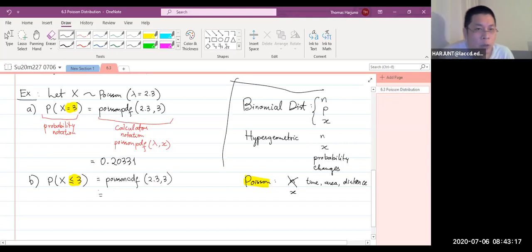Now use your calculator. Poisson CDF is the option right below Poisson PDF. You try it yourself. Poisson CDF, (2.3) and then 3. The answer is 0.79935.